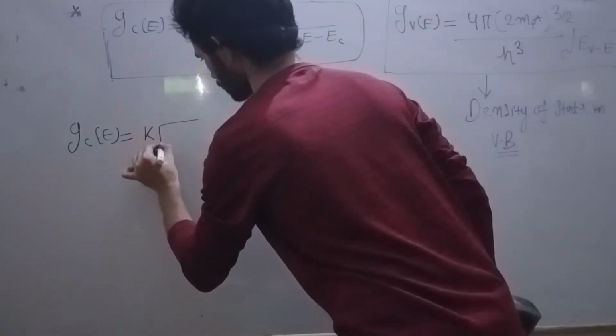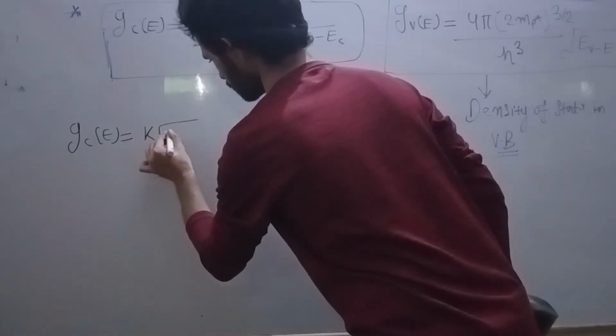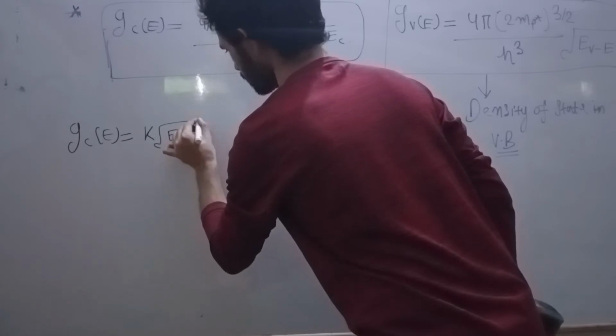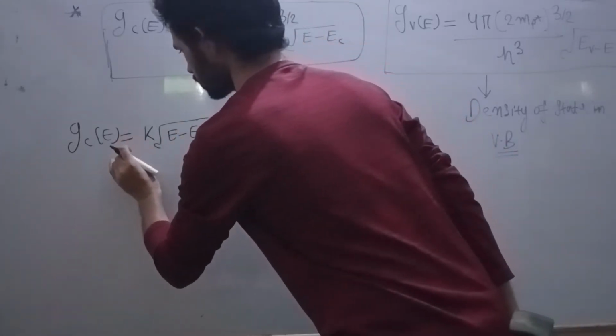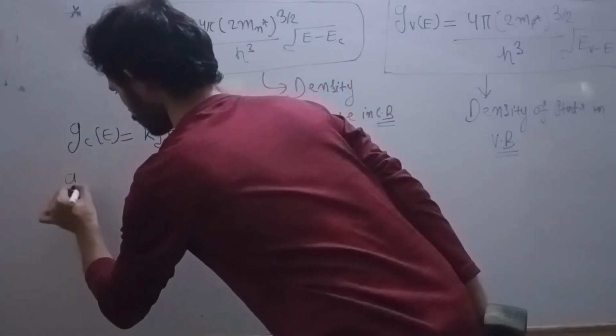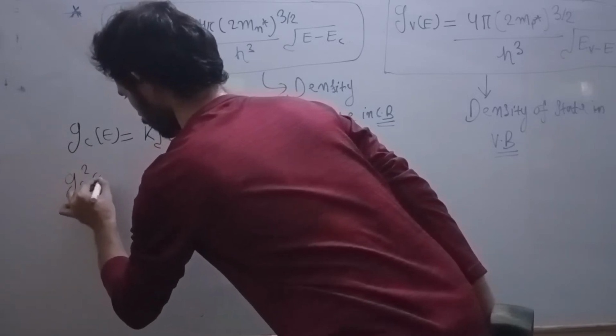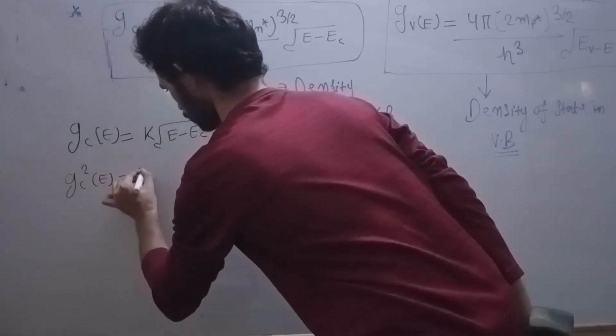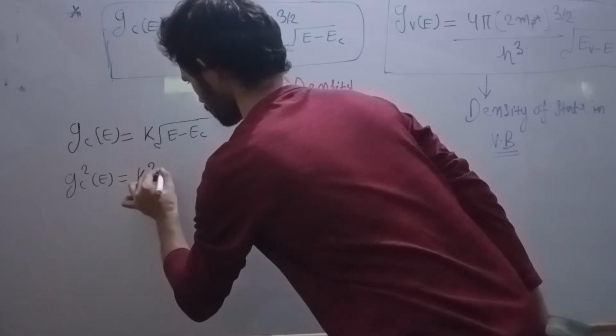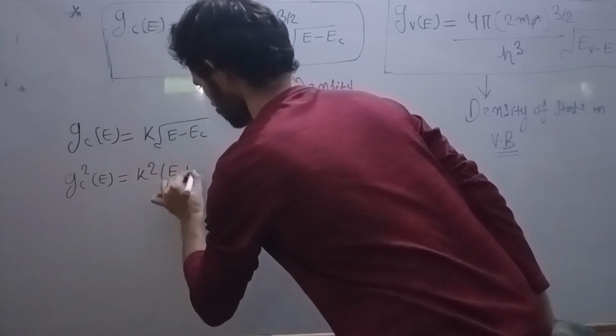Now square root of what? Square root of E minus EC. Yes, EC is also constant. Now what you do? Just square on both sides. GC square of E is equal to k square into k square into E minus EC.